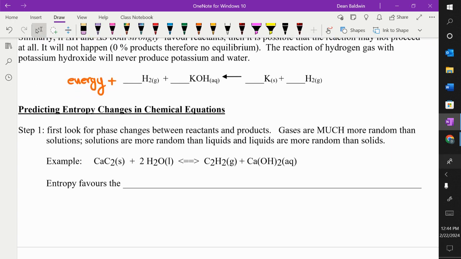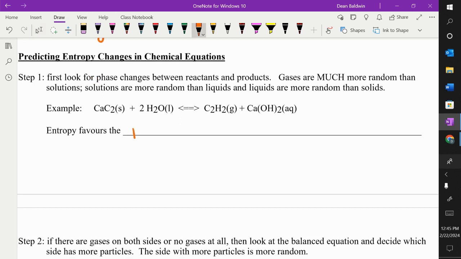All right, so predicting entropy changes. Let's look at this. We have calcium carbide, CaC2, solid, plus two water molecules in liquid form, producing ethylene and calcium hydroxide. Which side does entropy favor? It favors the products, right? Because I'm going from a solid and a liquid to gas and aqueous. So entropy favors the products. In other words, delta S is positive.